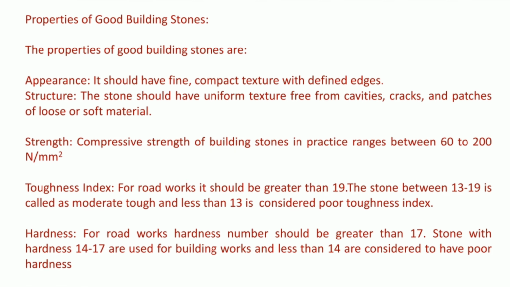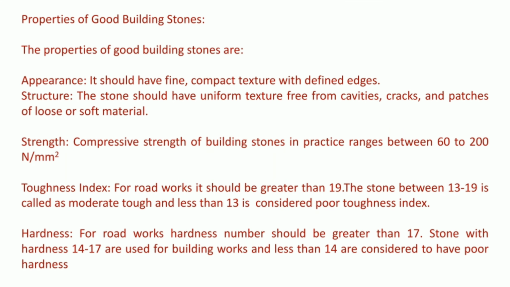Now we will discuss properties of good building stones. The properties of good building stones are: Appearance. The stone should be good in appearance. It should have fine, compact structure with definite edges. Structure. The stone should have uniform texture, free from cavities, cracks and patches of loose or soft material. The cracks and patches of the stone should not be seen by the naked eye.